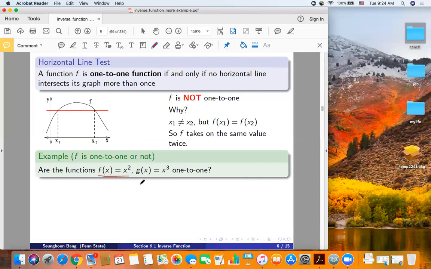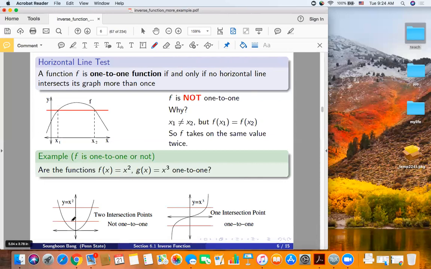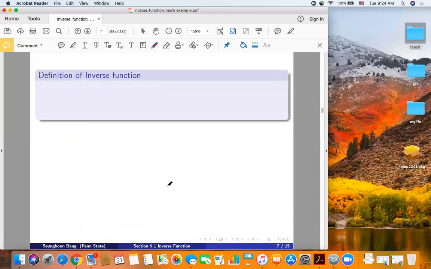No. This is no, because this is a parabola, y equals x squared. You can draw a horizontal line. We have two intersection points, not one-to-one. The y equals x cubed is this graph. You can draw a horizontal line. We have only one intersection point. This graph is one-to-one. This is the whole idea for solving this problem.